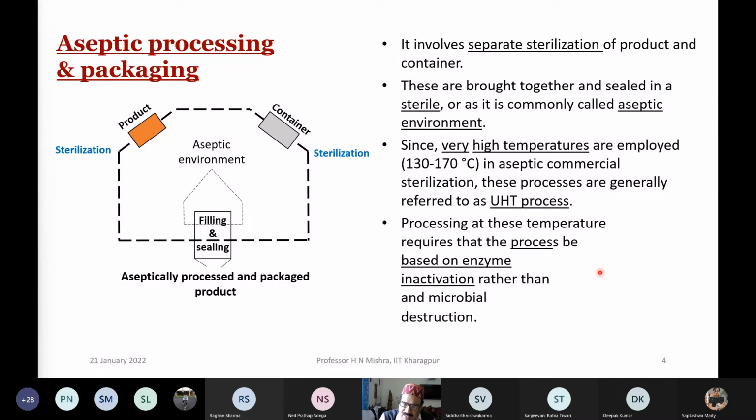And another important thing is that in most of the UHT processes, under those high temperature conditions, enzymes exhibit higher heat resistance than the microorganisms. So the majority of the UHT processes are based on destruction of enzymes rather than on the inactivation of microorganisms.